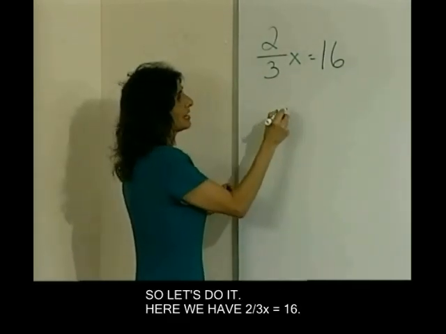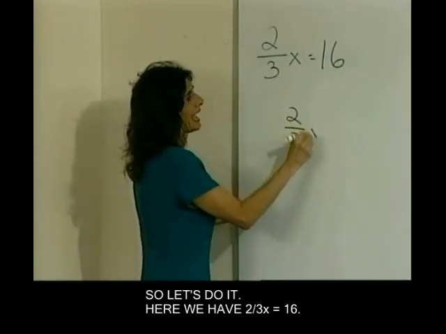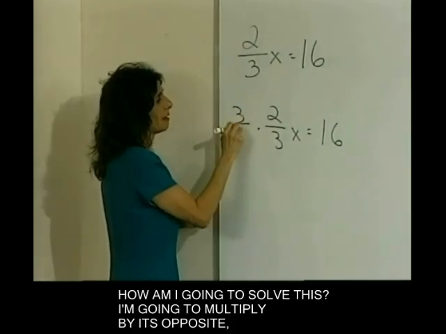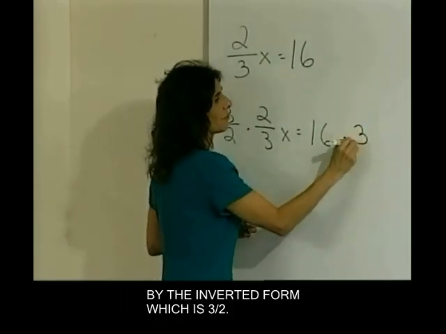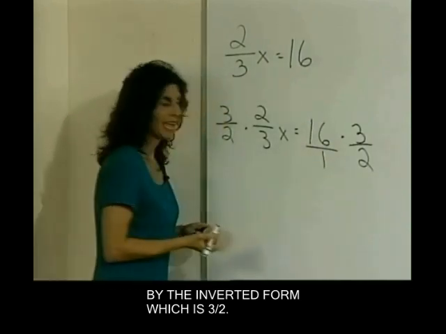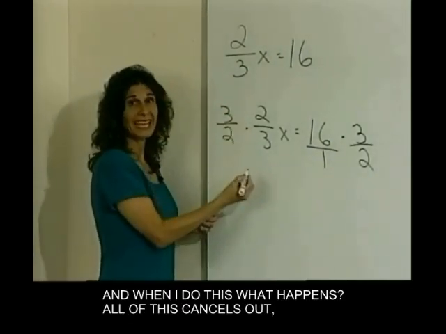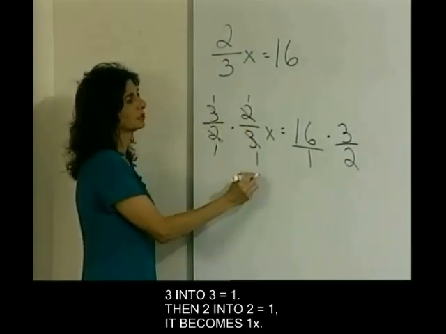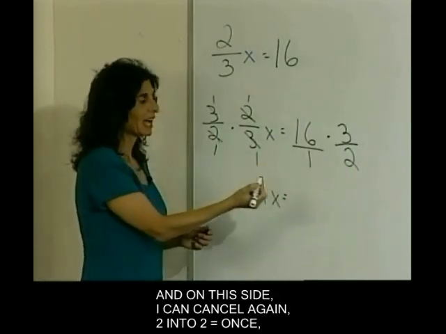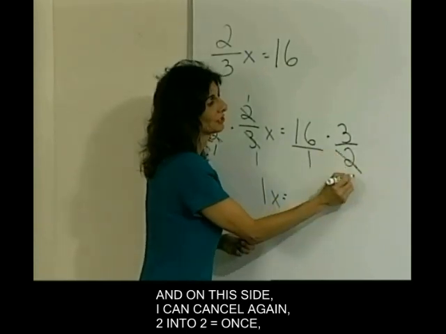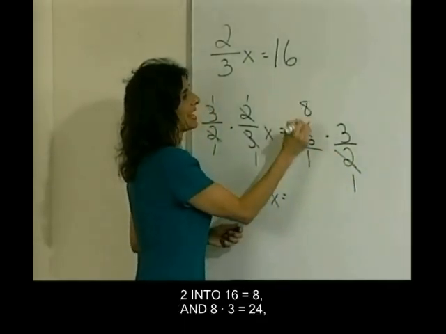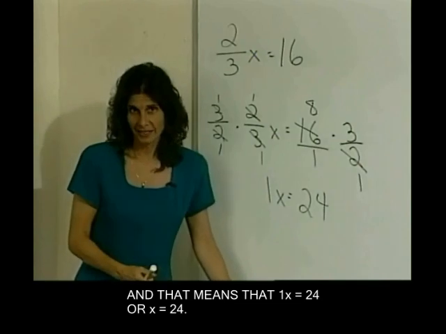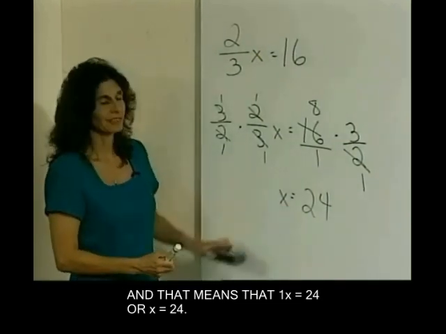So let's do it. Here we have 2/3 x equals 16. And how am I going to solve this? I'm going to multiply by its opposite, the inverted form, which is 3/2. Now when I do this, what happens? All of this cancels out. 3 into 3 is once, 2 into 2 is once, it becomes 1x. And on this side, I can cancel again. 2 into 2 is once, 2 into 16 is 8, and 8 times 3 is 24. And that means that 1x is 24, or x is 24.